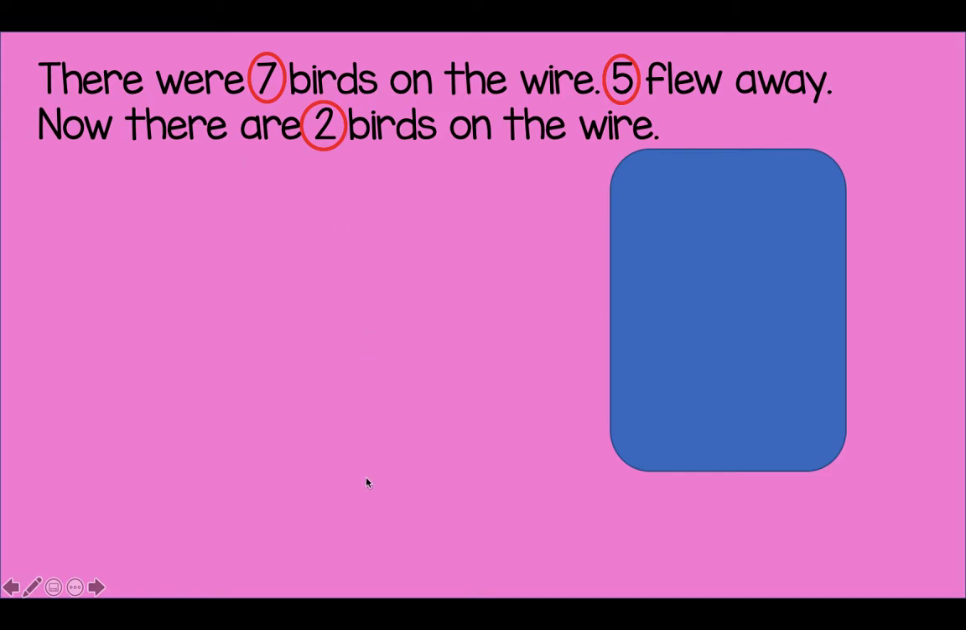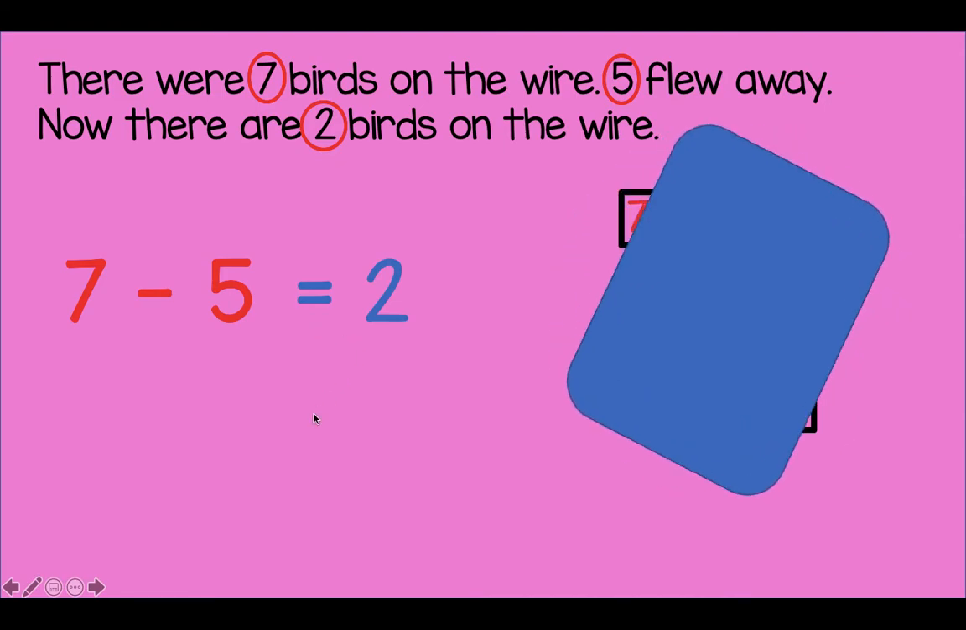So the story said there's 7 birds and then 5 flew away. If they're flying away, that means my amount must be getting smaller. If my amount's getting smaller, then I'm going to use my minus sign. I'm going to subtract. So 7 was my whole, and then I'm taking 5 away. So I'm going to have 7 minus 5, and it says now there are 2 birds on the wire. That's what's left. So 7 minus 5 equals 2. All right, so I got that. So that's the number sentence that I'm looking for over here. 7 minus 5 equals 2.